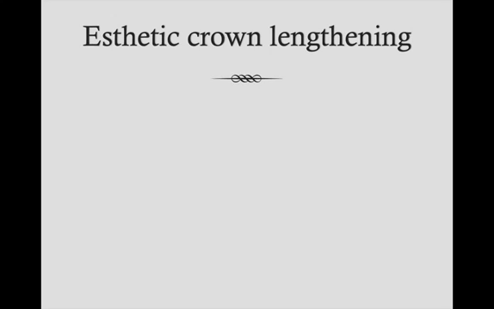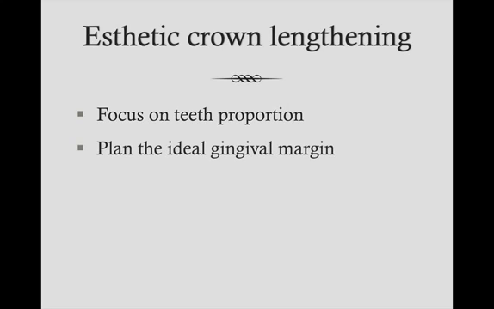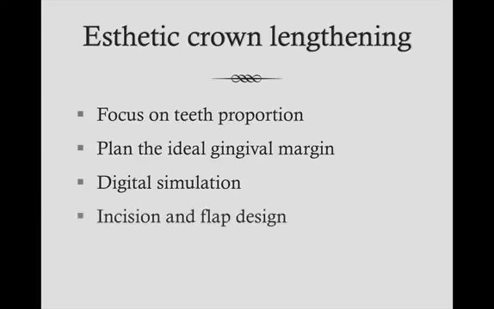So if you're considering aesthetic crown lengthening for your patient, definitely focus on not just the length of the tooth, but the proportion or the ratio between width and height. You have your proportion gauge to help you. Do everything that you can to plan an ideal gingival margin. Use a digital simulation, diagnostic wax up, and a mock-up. These things help, and you were able to see in video number 2 how we do the simulation.